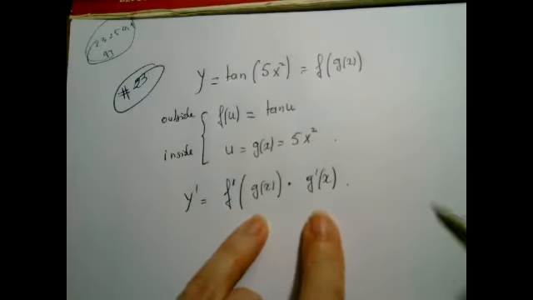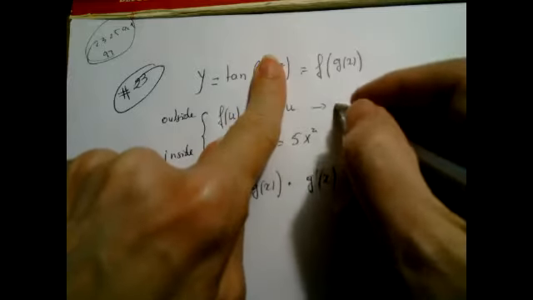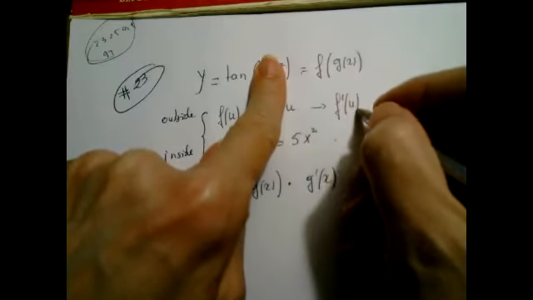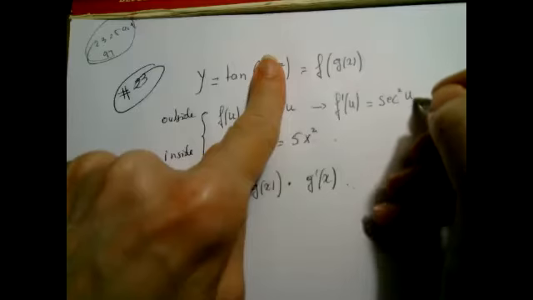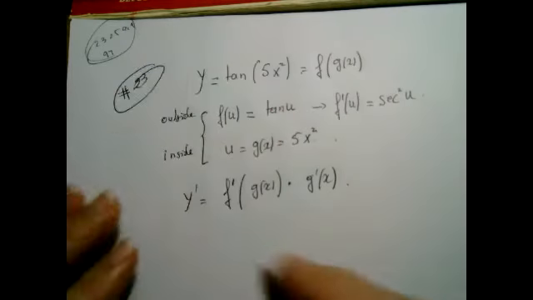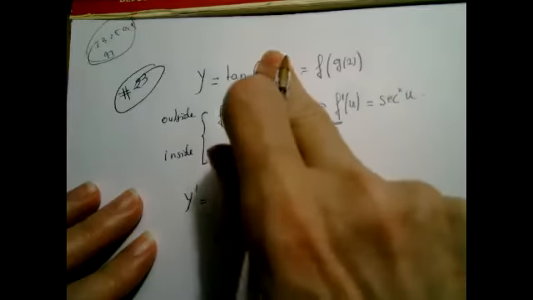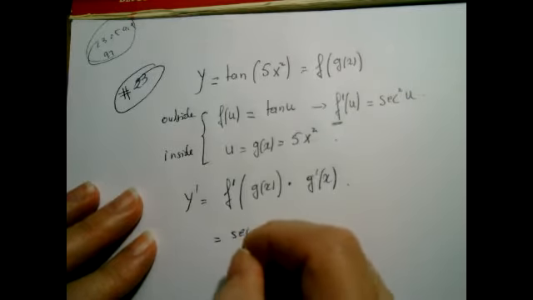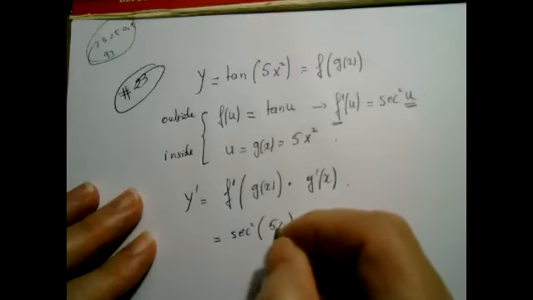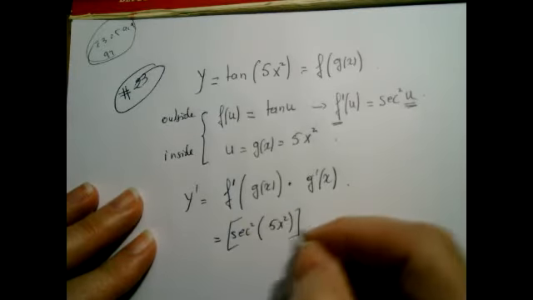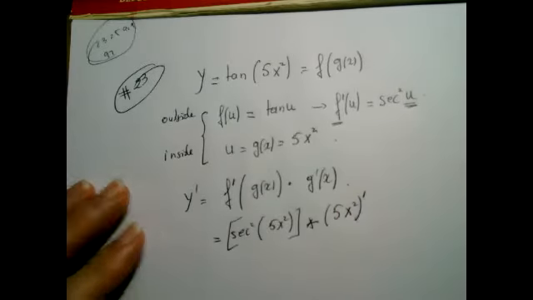Now we have to compute each one of them. What's the derivative of the outside function? Basically, what's the derivative of the tangent? Those we have to memorize. The derivative of the tangent is the secant squared. So it's going to be equal to the derivative of the outside, the derivative of the tangent, but instead of u, we put the inside function. And we multiply this by g prime.